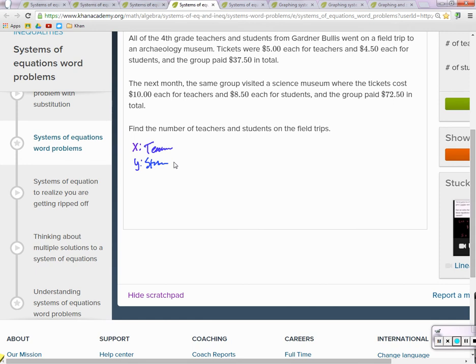For the first one, you can use 5x. What's that mean? That's representing $5 for every adult ticket sold. And $5 times x number of teachers is going to be how much the teachers paid for all their tickets all together, right? And then plus 4.5y equal to 37.5. Right, because this is the dollar amount of the teachers' tickets all together, this is the dollar amount of the student tickets all together, and this is the cost of all of the tickets all together.